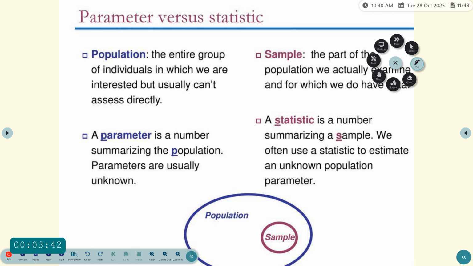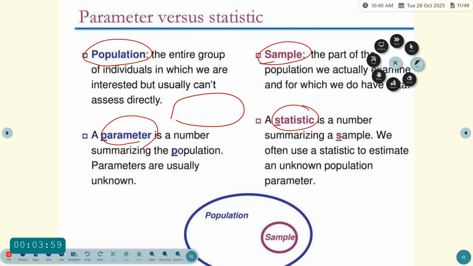Now, before going to the syllabus, we have to explain the terms population and sample. At the same time, what are parameter and statistic. What is population? The entire group of data which we are going to study is called the population. A big set, an entire group of data, consisting of a large number of data.